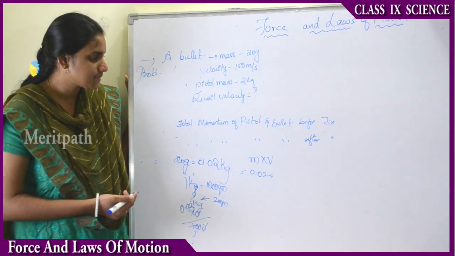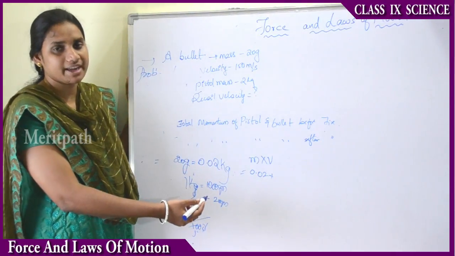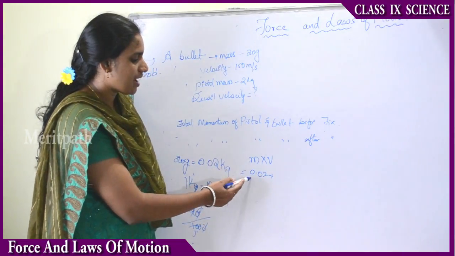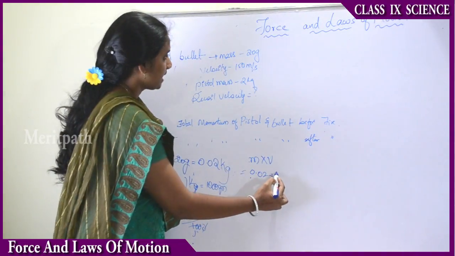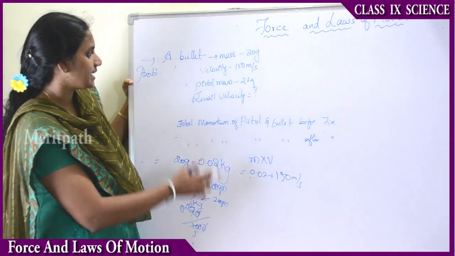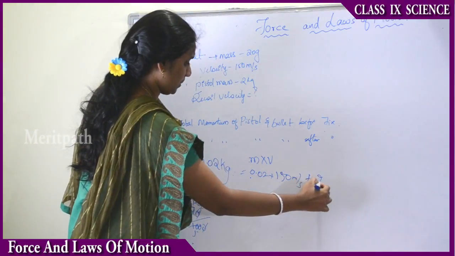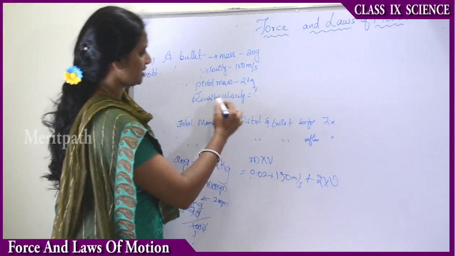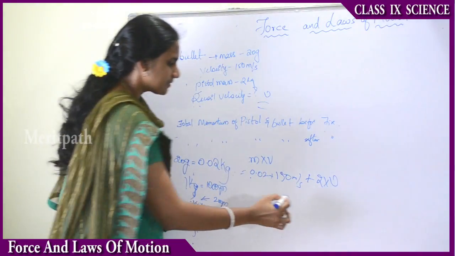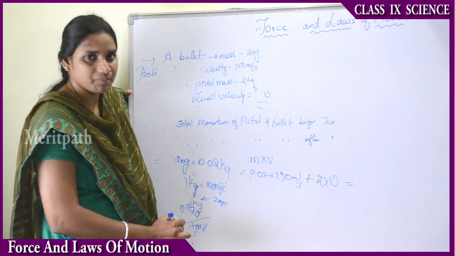Now let us see this problem, where we are calculating the change in momentum before firing and after firing. We calculate the mass into velocity, that is into 150 meter per second, for a bullet, right? And for the piston we will calculate 2 kg into velocity, which is defined as V. We have to find out this velocity, and we will calculate it as per the rule of change of momentum.